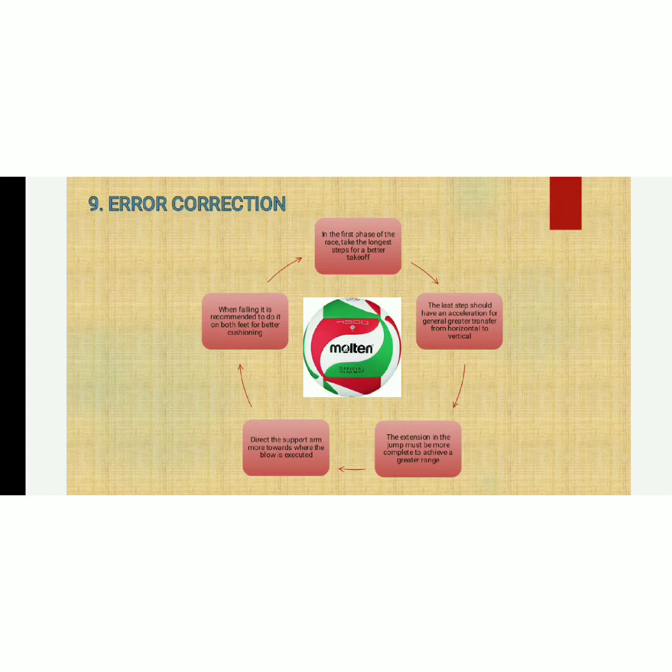Error correction. 1. In the first phase of the run, take the longest step for a better takeoff. 2. The last step should have an acceleration to create a transfer from horizontal to vertical. 3. The extension in the jump must be more complete to achieve a greater range. 4. Direct the support arm more towards where the ball is executed. 5. When landing, it is recommended to do it on both feet for better stability.